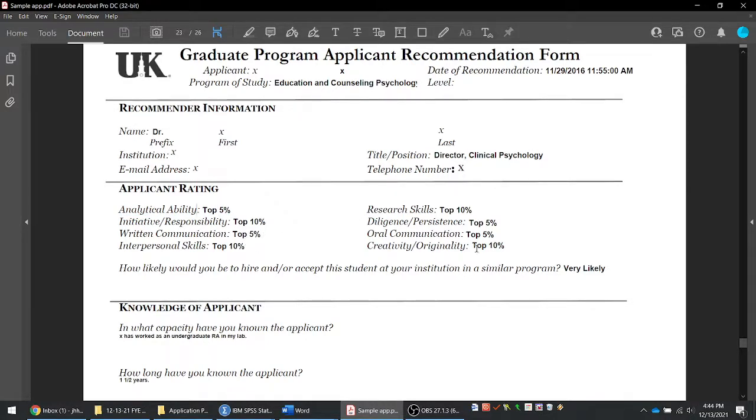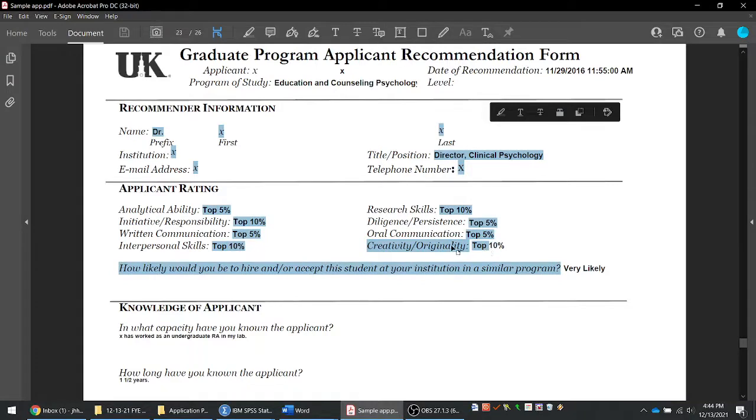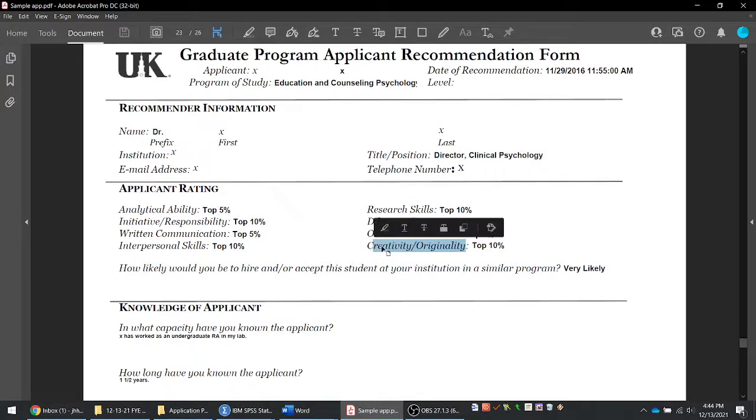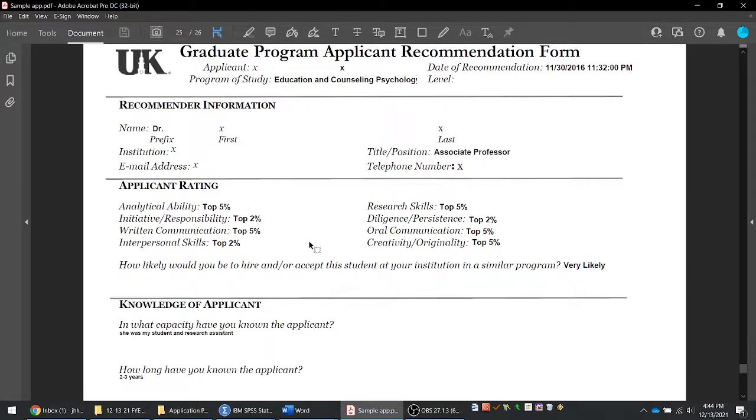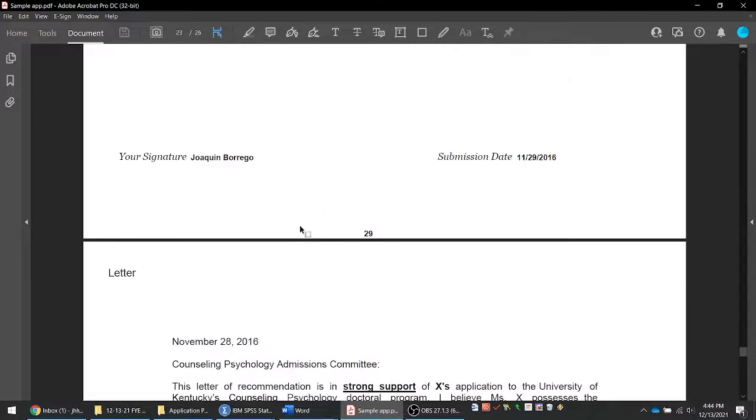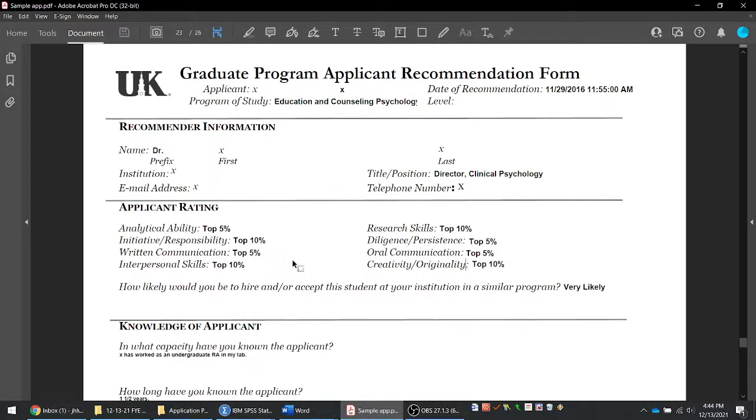The flip side is also true. If these were a bunch of top fives and 10%, but then this was top 50%, so there was a place that sticks out like a sore thumb as having a bad rating, maybe they're particularly not as strong around this thing. And I would think about whether that means something to me. So for me personally, if I saw someone had a much lower rating on diligence or persistence or oral or written communication or interpersonal skills in particular, if they're rated well but their interpersonal skills get a lower rating, that can be a red flag to me, because I want the people that we accept into the program to have good interpersonal skills. That cannot be a deficit area. Or if they're a poor communicator, that can be a problematic deficit area.